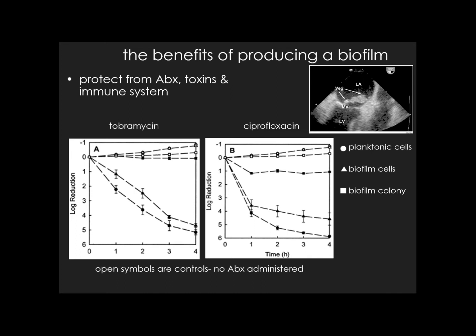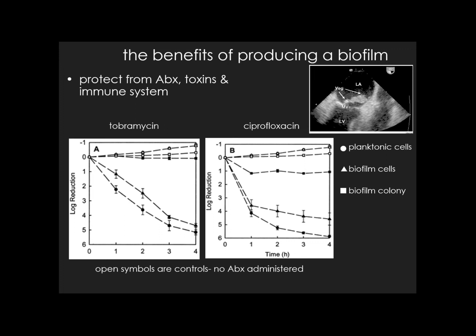And a similar thing happens with ciprofloxacin. You have the biofilm colony, the squares that are filled in, growing at just about the same rate as the unexposed cells. So the biofilm protects these cells from antibiotics. It likewise protects the cells from your immune system. Your immune system comes in and it can't get in and bust through that biofilm to get the cells inside. So the benefits to an organism of producing a biofilm are huge.